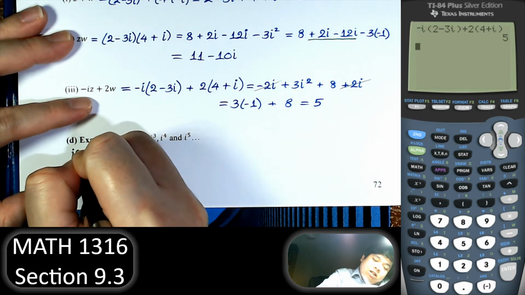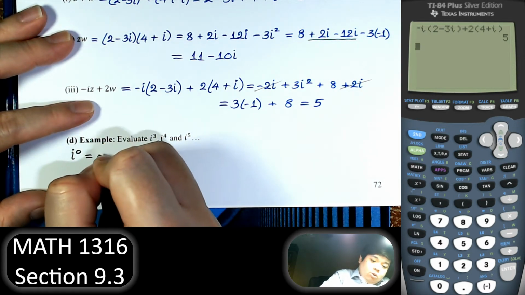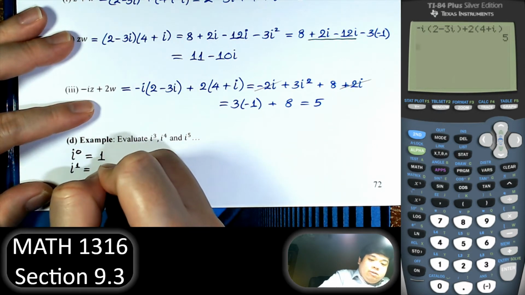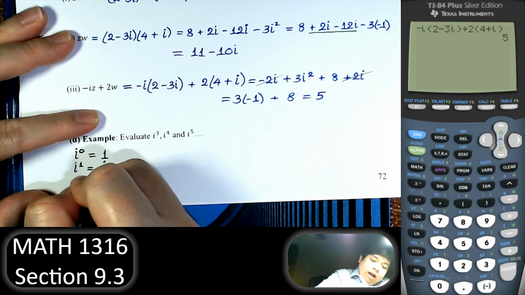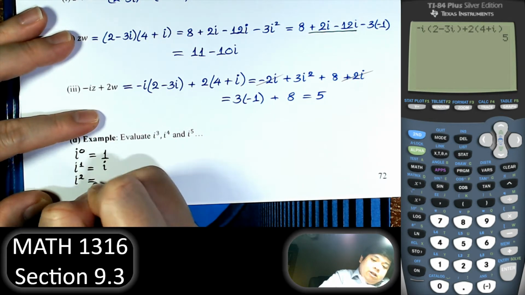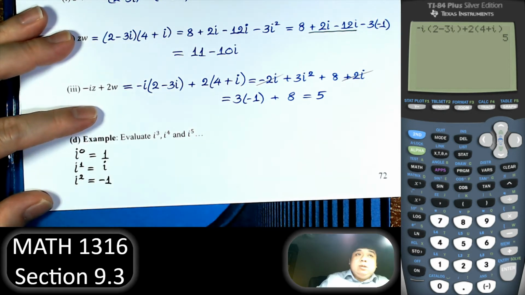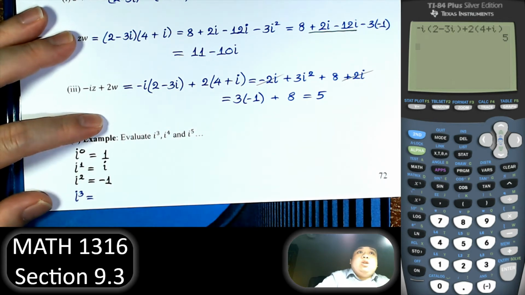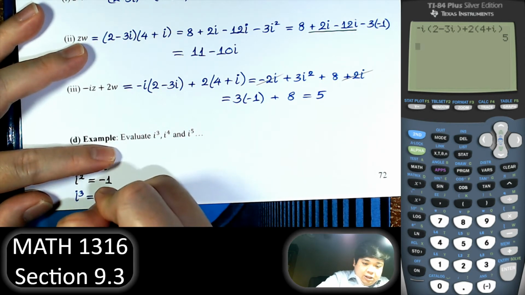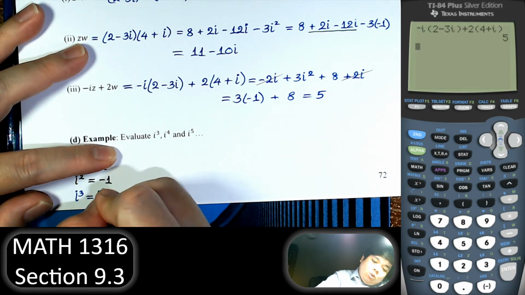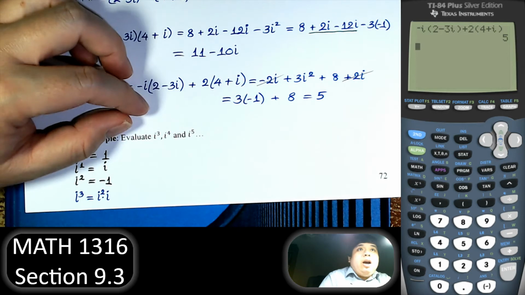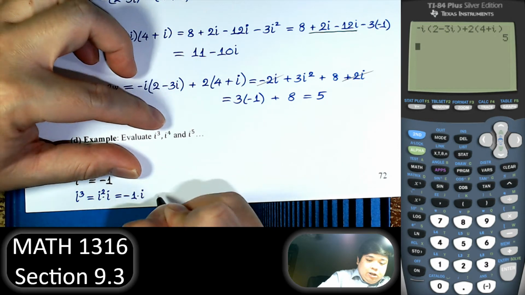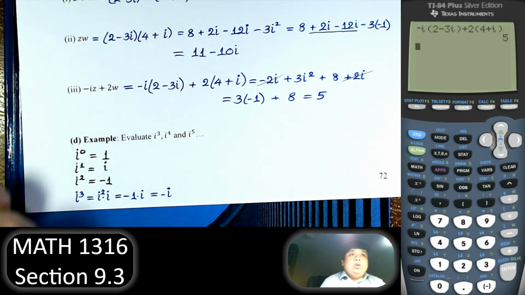By definition, anything that is not 0 raised to the 0 power is 1. i to the first power is i itself. i squared by definition is negative 1. Now what is i cubed? i cubed is going to be i times i squared, or i squared times i. i squared is negative 1, so we just have negative 1 times i, or negative i. So that is i cubed.